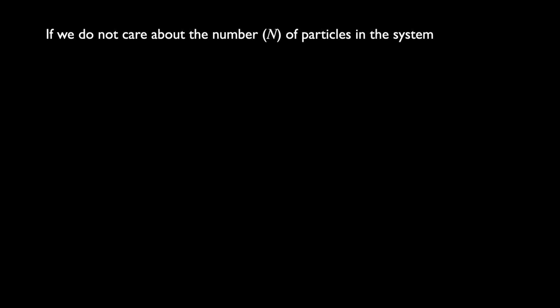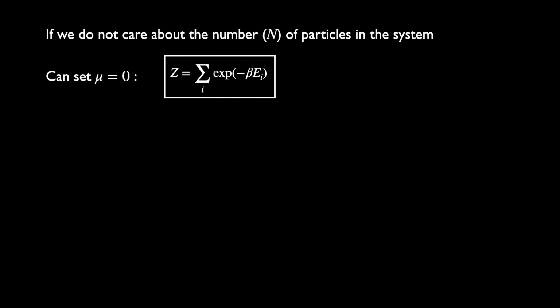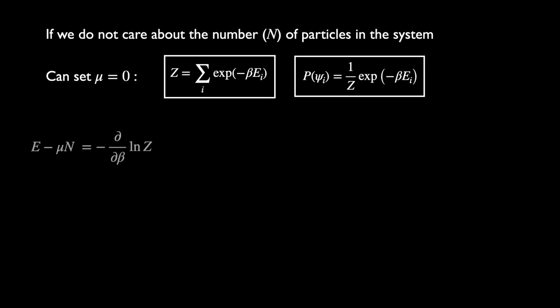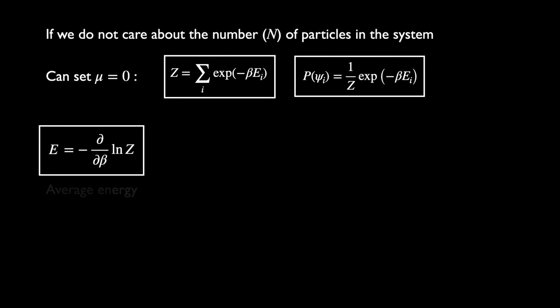The situation is a little simpler if we don't care about the number of particles in the system. In this case, mu could be set to 0 and we'll just have the regular form of Boltzmann distribution. The average energy E will then be minus d log Z d beta. Higher order averages can also be calculated.